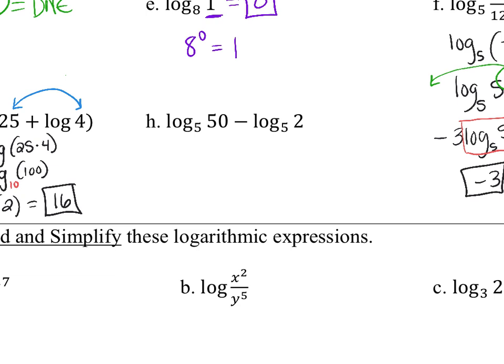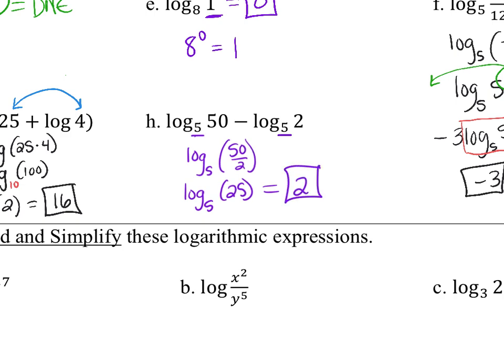And last one. Log base 5 of 50 minus log base 5 of 2. The bases are the same, meaning we can condense this log using division. So we go log base 5, we divide the arguments, and this becomes log base 5 of 25. Then we ask ourselves, 5 to what power equals 25? And 5 squared equals 25. So the simplified version is 2.